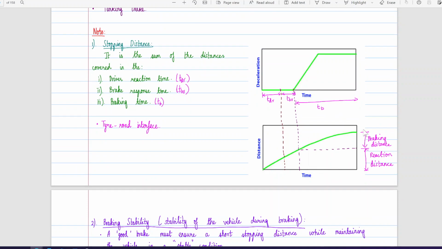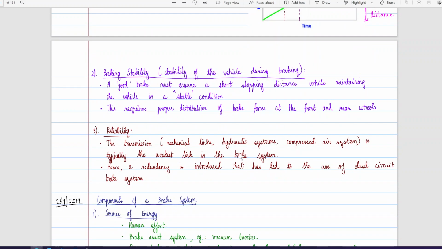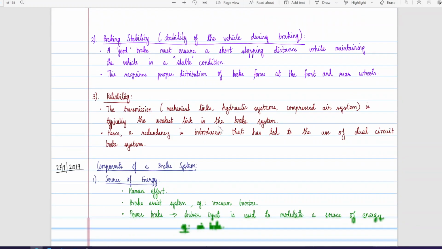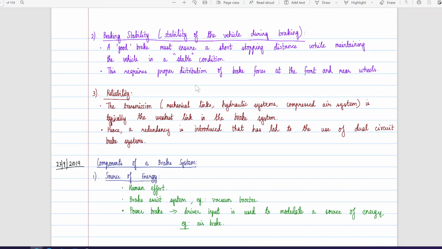So your stopping distance would include the distances traveled during the response time or reaction time, as well as the time you spend during the braking. Second thing we should note is that of braking stability, that is stability of the vehicle during braking. A good brake must ensure that a short stopping distance is met while maintaining the vehicle in stable condition.